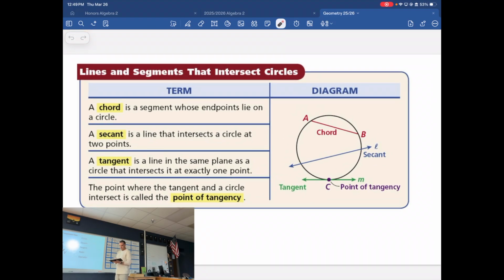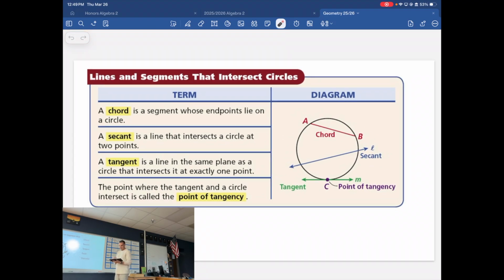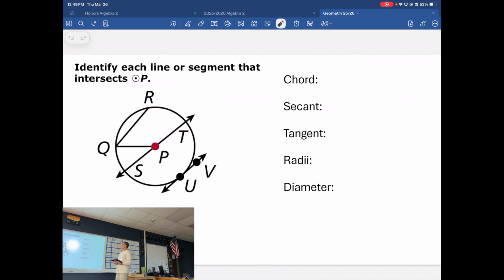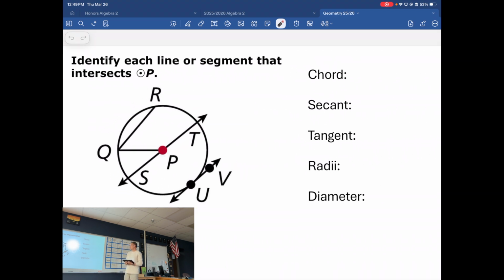Just to remember these things, here's a quick review. I'll give you about a minute and a half. Go ahead and identify each line or segment that intersects point P. Name just one of the chords, name the secant, the tangent, the radii, and the diameter. It shouldn't take that long to do.